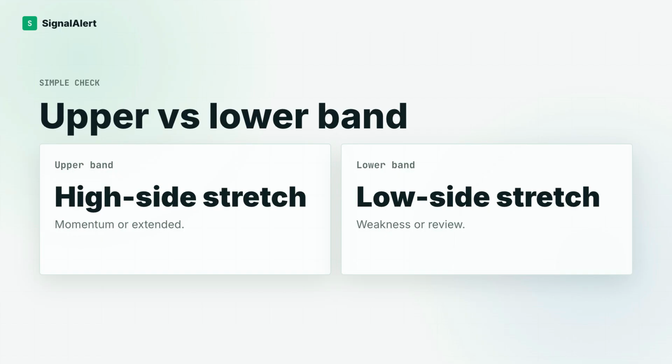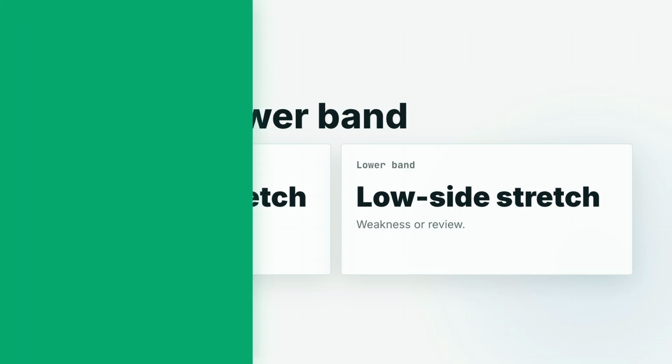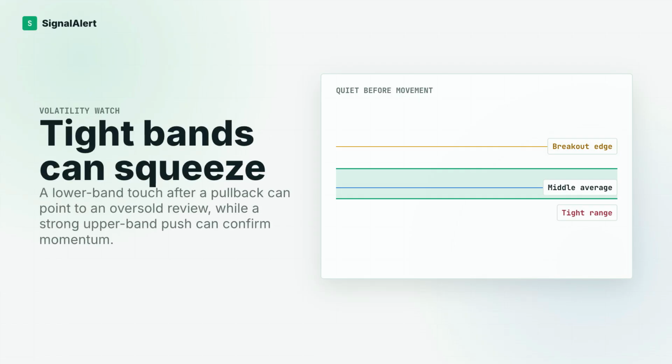So how do traders read this? If price touches the upper band, it means price is stretched toward the high side of its recent range. That can mean strong momentum, but it can also mean the move is getting extended. If price touches the lower band, it means price is stretched toward the low side. That can warn of weakness, or it can create an oversold review if the broader trend is still healthy.